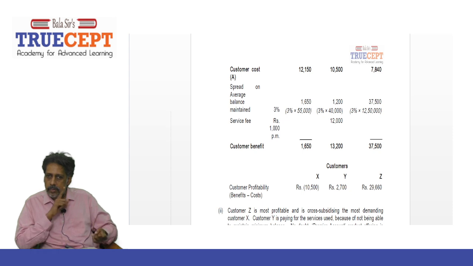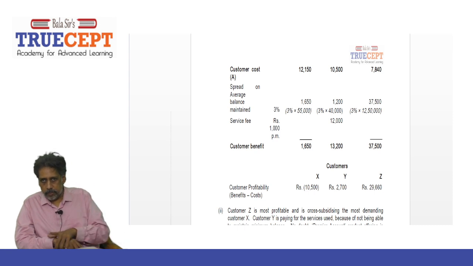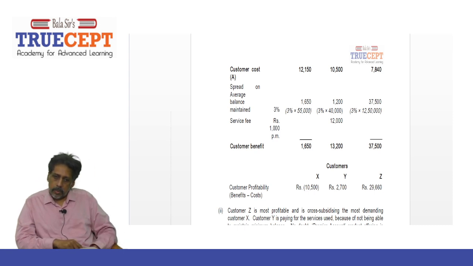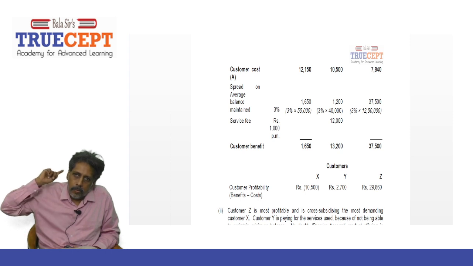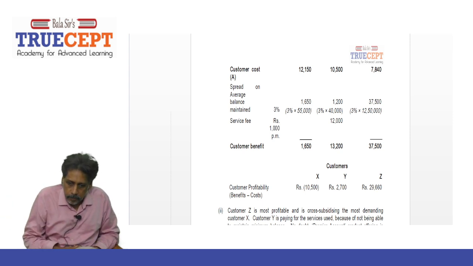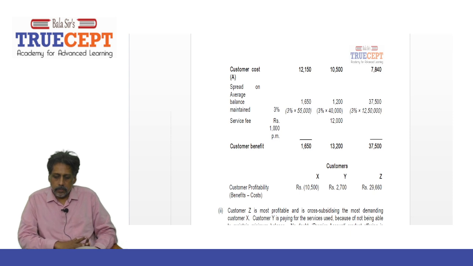That shows X is a troublesome customer, right? You are incurring a loss in rendering service to that customer. And Y? 2,700 profit. And then what about Z? 29,660. You know, Z is the most profitable customer. Is that fine? Next. Question number 2, sir.